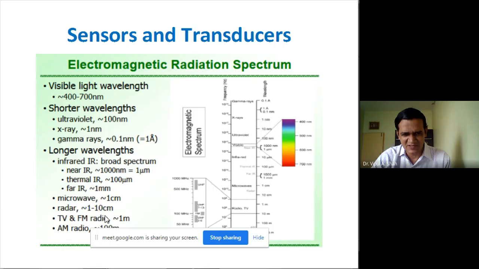Then we have microwave range around 1 centimeter. Radar is in between 1 to 10 centimeter. TV and FM radio signals are around 1 meter, and AM is around this.